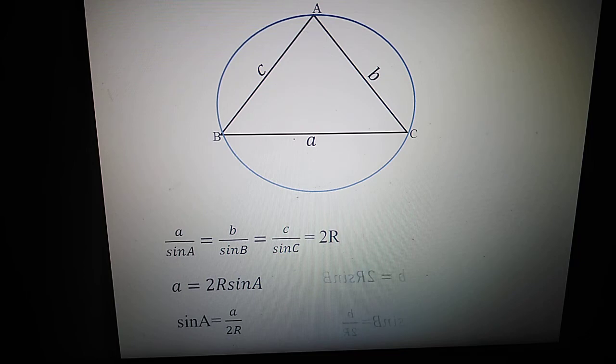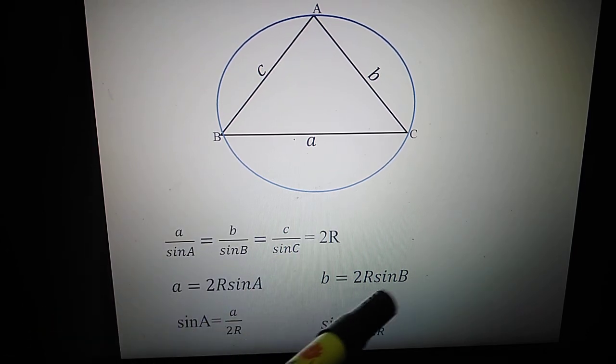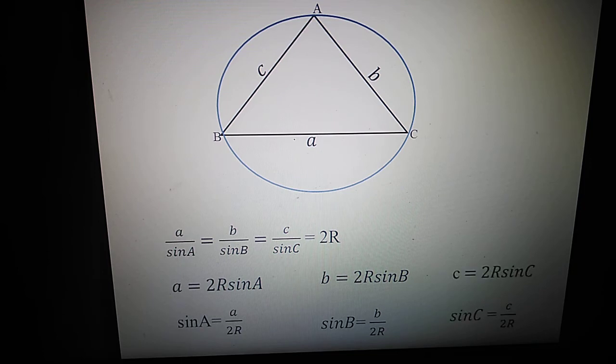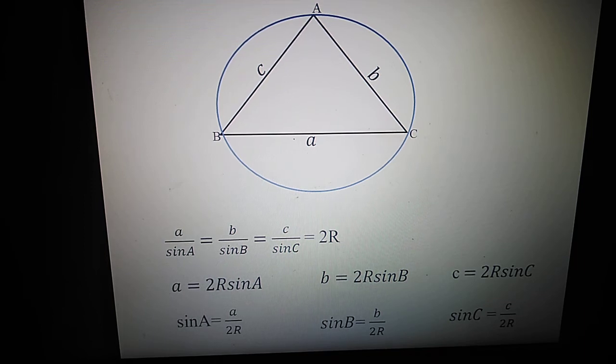Similarly, we can write b by sine B equal to 2R. We write b equal to 2R sine B, even sine B equal to b by 2R, and again we can write c equal to 2R sine C and sine C equal to c by 2R. So from the proof we can utilize this, and we have to put the values of a, b, c, even sine A, sine B, sine C. Actually, the situation tells us which should be used.